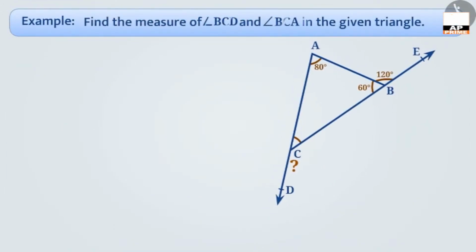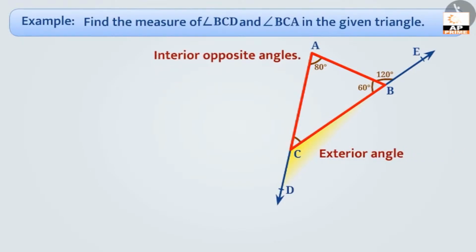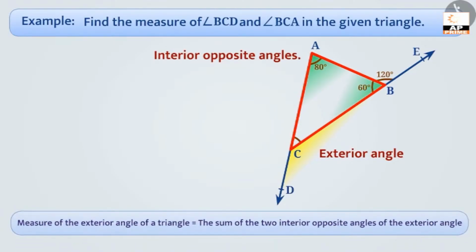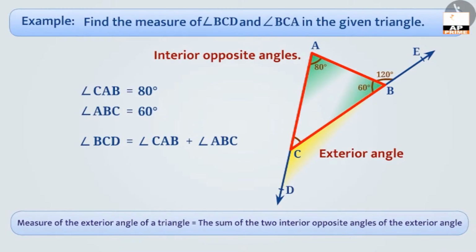Next example. Find the measure of angle BCD and angle BCA in the given triangle. Here, angle BCD is the exterior angle of triangle ABC, and angle CAB and angle ABC are the two interior opposite angles of angle BCD. As you know, the measure of the exterior angle of a triangle is equal to the sum of its interior opposite angles. Therefore, we can write angle BCD is equal to angle CAB plus angle ABC. Since angle CAB is equal to 80 degree and angle ABC is equal to 60 degree, so angle BCD is equal to 80 degree plus 60 degree is equal to 140 degrees.